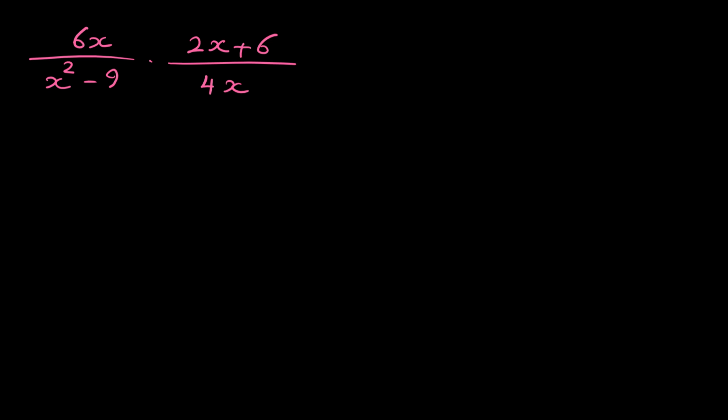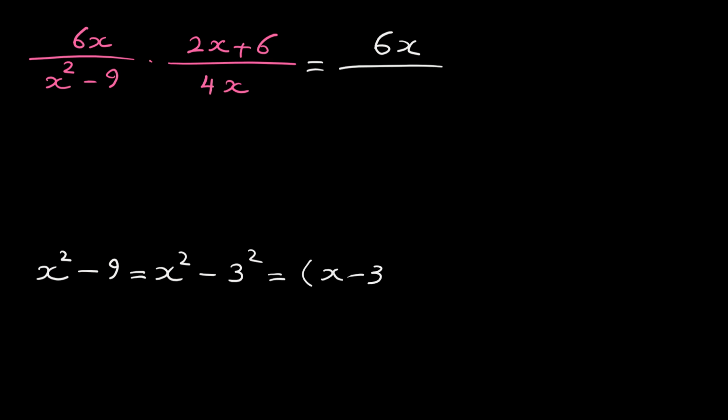So let us start this example. We have 6x in the numerator. In the denominator, we have x to the 2 minus 9. We know that we can factor x to the 2 minus 9 in this form. Using the difference of squares identity, we can write x to the 2 minus 9 in the form of x minus 3 times x plus 3.